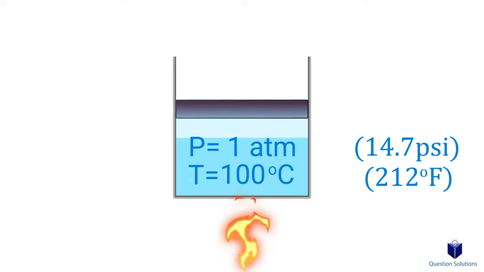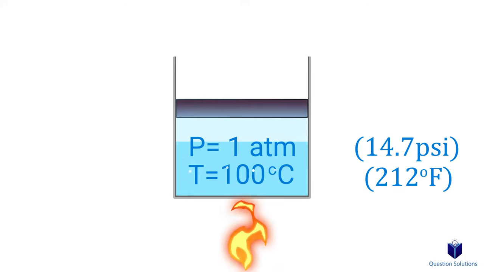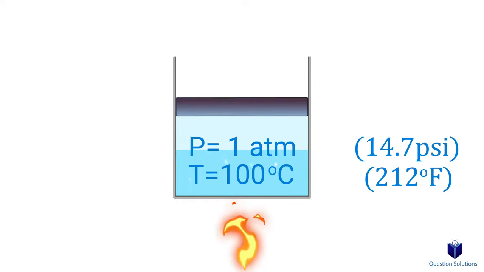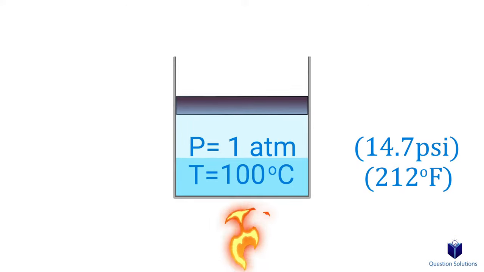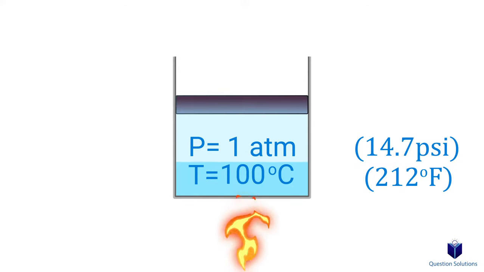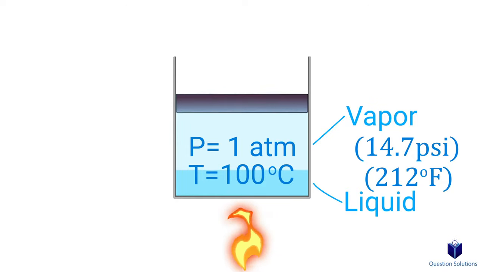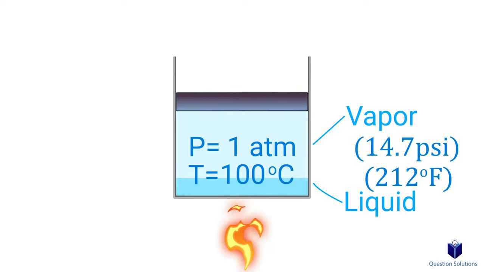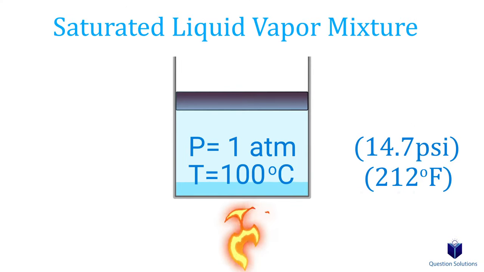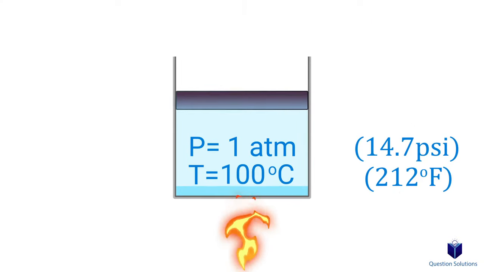Once the water starts to boil, the temperature will no longer rise. It will only start to rise after all the water is completely vaporized. As long as we hold the pressure at a constant level, the temperature will remain constant during the entire phase change. At the halfway point of this change, the amount of liquid water and vapor is equal. A mixture of liquid and vapor is called a saturated liquid-vapor mixture.